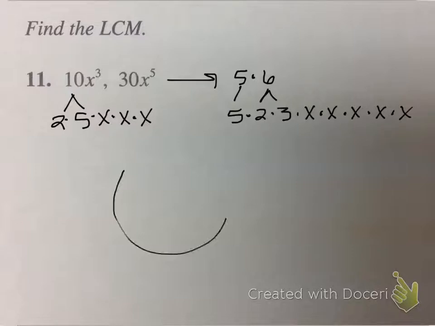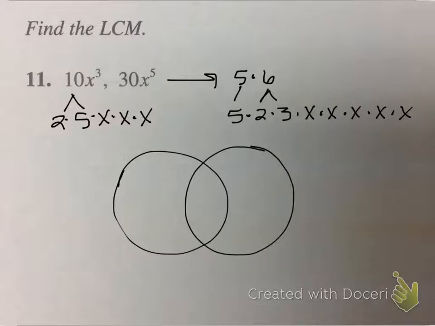So now my circles. Let's see what they have in common. I'm going to start with my numbers. They both have a 2 in common. They both have a 5 in common.